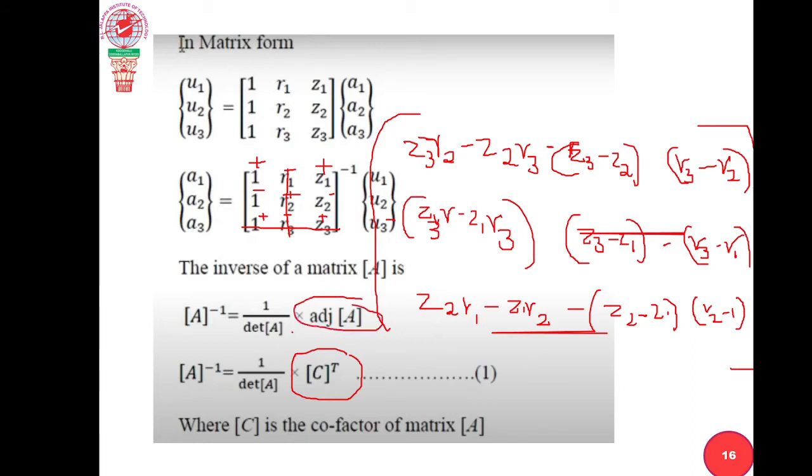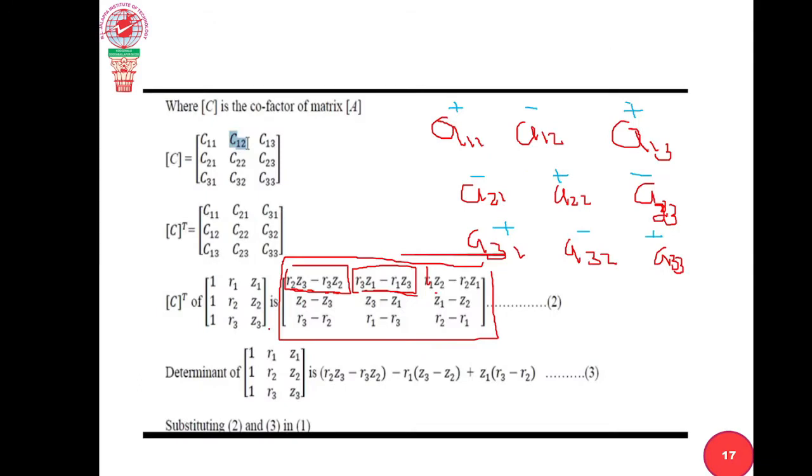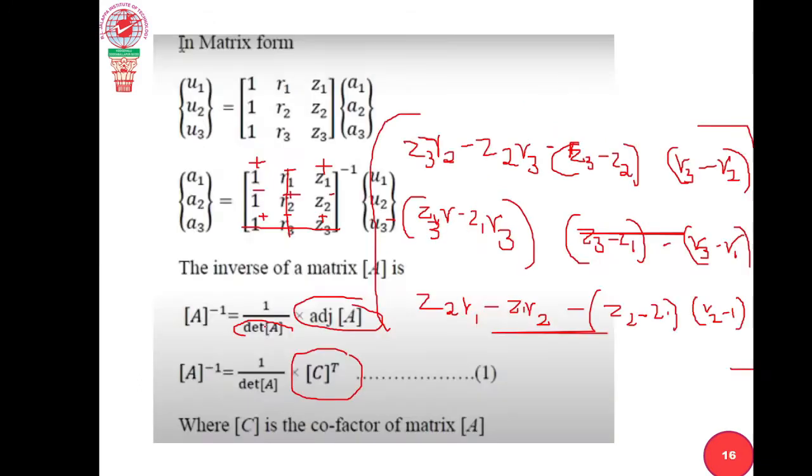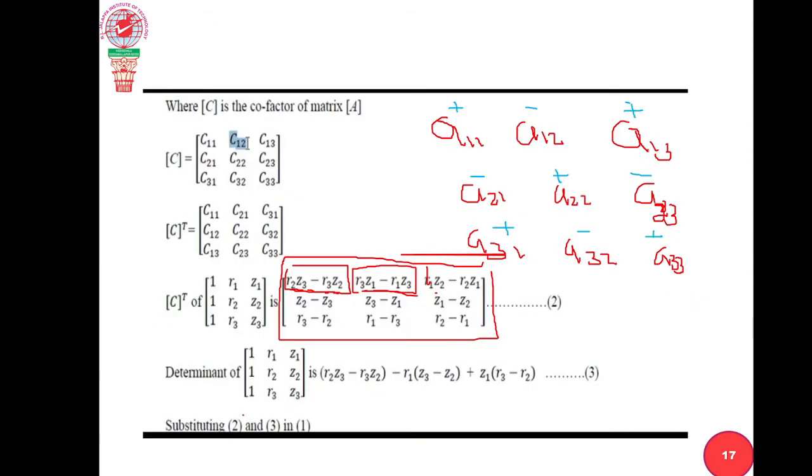In order to find the A inverse, still I want determinant of A. What is determinant of A? Determinant of A matrix we need to find. How to do that? This is my A matrix. I need to find the determinant. Very easy. So just take up this. How to find the determinant?